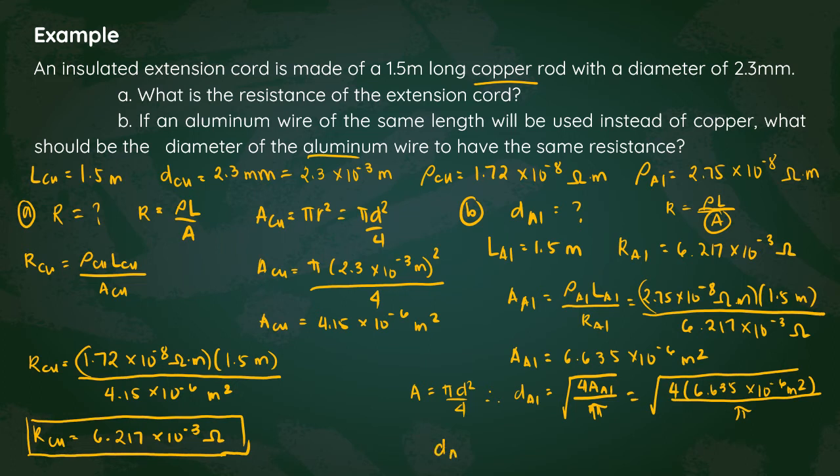The diameter for the aluminum wire should be 2.907 times 10 raised to negative 3 meters. So these are the answers to this problem.